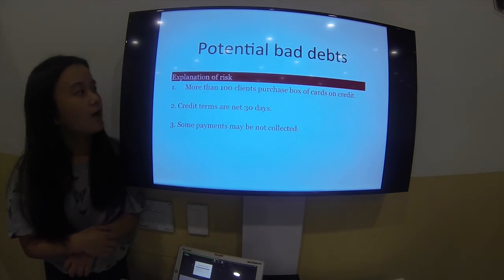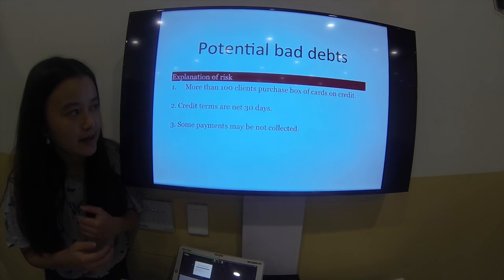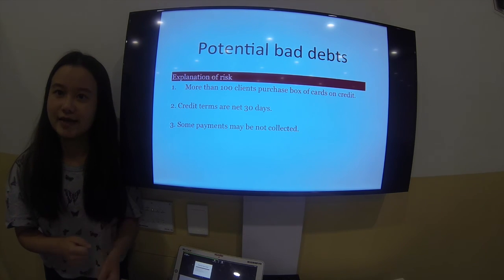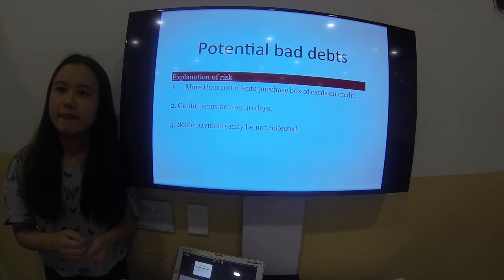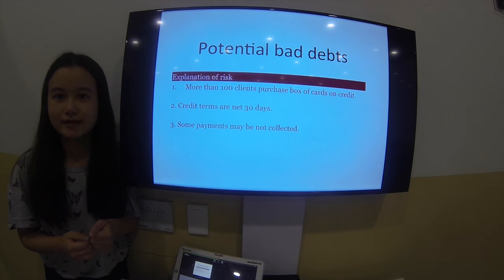In our question, the company has more than 100 clients purchasing boats or cars on credit, and the credit terms are not 30 days. This means that there might be some bad debts at the end of term because some payments may not be collected.